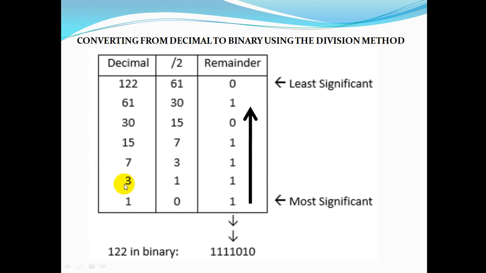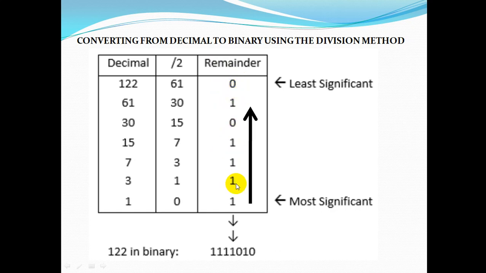You bring down your 3 here, divide it by 2, you're going to have 3 divided by 2 is going to be 1 time, remainder 1. You bring the 1 here, then bring the 1 that is remaining down here, divided by 2. You cannot divide 1 by 2 perfectly, so it's going to be 0 times, remainder 1.